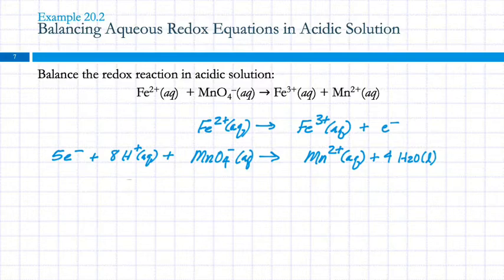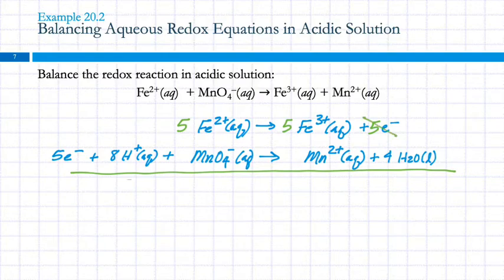So if I put 5 Fe2+, making 5 Fe3+ plus 5 electrons, is it still balanced? Yeah, I did the same thing to everything. It's still balanced, it's just 5 times as much. But now I've got 5 electrons here and 5 electrons there, and when I add these together, I can cancel out the electrons. So 5 electrons and 5 electrons. And then I'm going to copy down what's left.